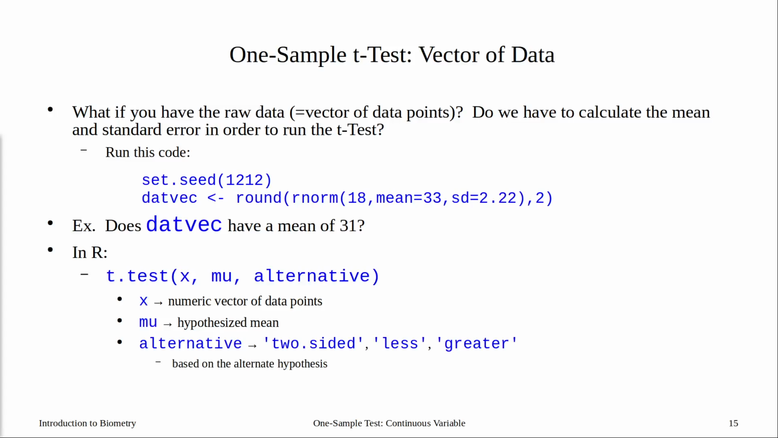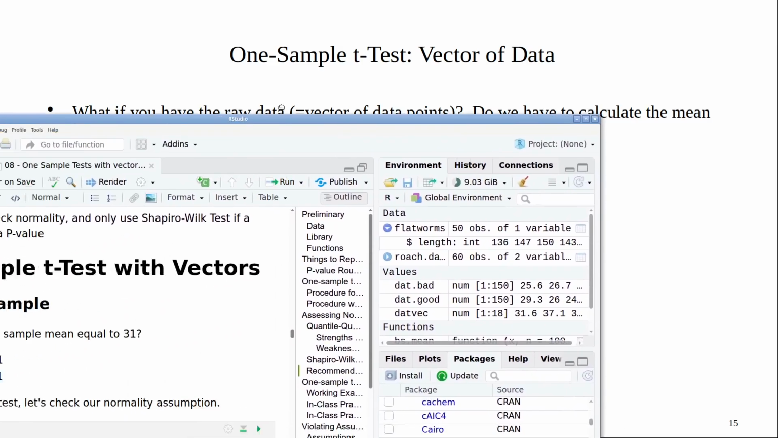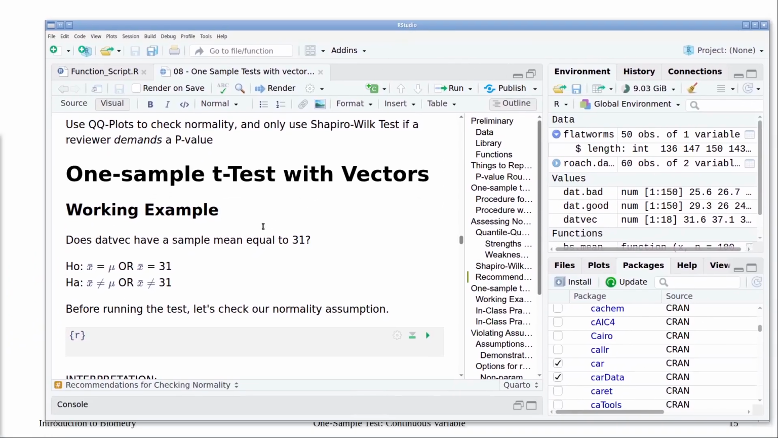Now that we've learned how to check all of our assumptions, let's move on to the one-sample t-test. We have a vector of data; this code was run previously. We have a sample drawn from a normal distribution with a mean of 33, standard deviation of 2.22, and our question is, does our vector actually have a mean of 31? So this is our working example. We're asking the question, does our vector have a sample mean equal to 31?